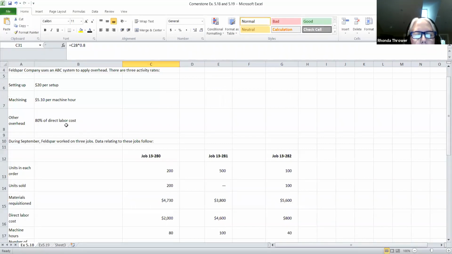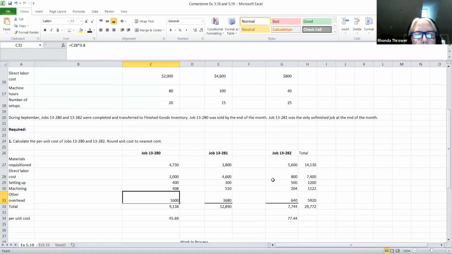For the other overhead, it is based on 80% of the direct labor. That was given up here. And so what you had to do is look at the direct labor for this job, which was 2,000, and multiply it by 80%. So 2,000 times 80% is how I got $1,600 as my applied other overhead. And then once you have all of your overhead calculated, you would combine all of the overhead cost with the materials and labor. So all of these costs are combined together to find the total cost of this job.